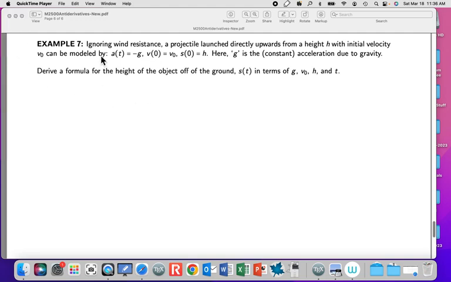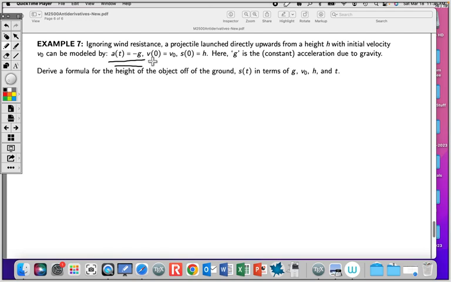We've got acceleration is a constant minus g. So g is the acceleration due to gravity. The negative means that it's directed downwards. We're going to be launching something off of the ground under the influence of only gravity. So we're ignoring any kind of air resistance. We're launching it straight up vertically at a distance h units above the ground with an initial velocity v naught.